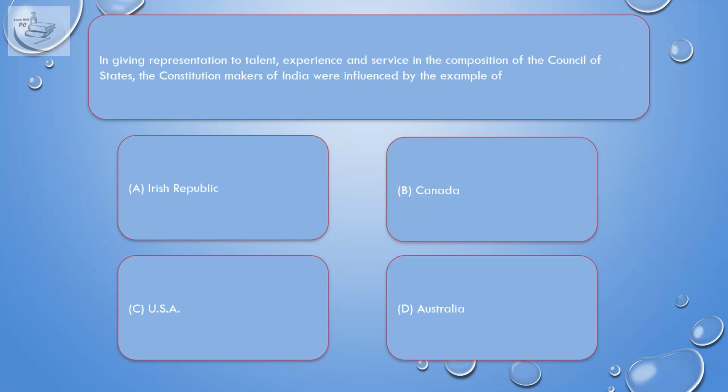Question: in giving representation to talent, experience and service in the composition of the Council of States, the constitution makers of India were influenced by the example of A. Irish Republic, B. Canada, C. USA, D. Australia. Correct answer is A. Irish Republic.